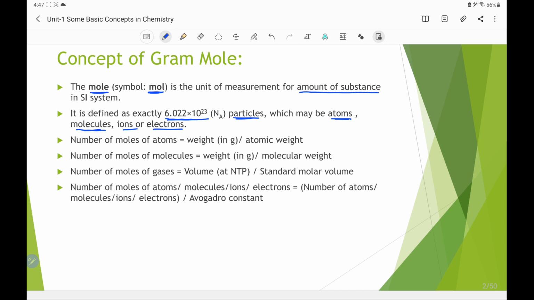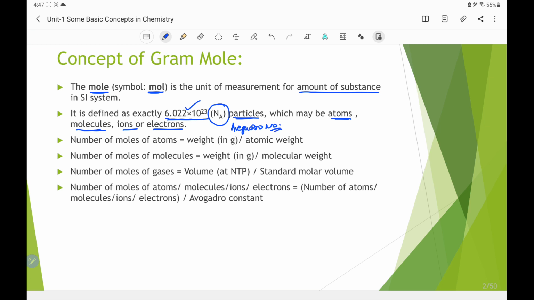For example, if we say 1 mole of atoms, it means it will contain 6.022 × 10^23 atoms. If we say 1 mole of ions, it means 1 mole of ions will contain 6.022 × 10^23 ions. And this number is called the Avogadro number and is represented by Na.